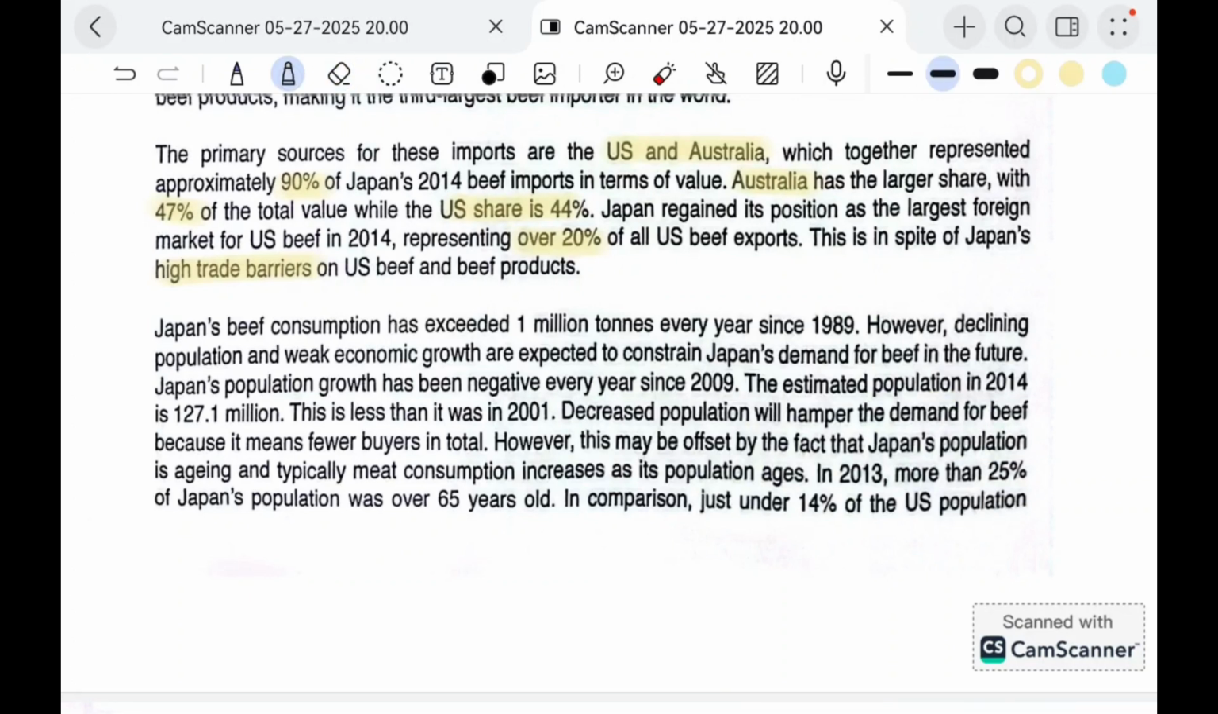Okay, Japan's beef consumption exceeded 1 million ton. Actually, the case so far has been talking about how much Japan consumes beef, but nothing much about the different types of beef in comparison yet. Okay, then they talk about declining population, weak economic growth might constrain demand for beef. So actually sometimes when you read the case and you realize, how come I haven't got what I want, right? All this info might be for a later part.